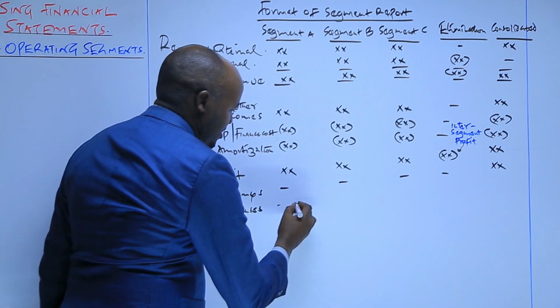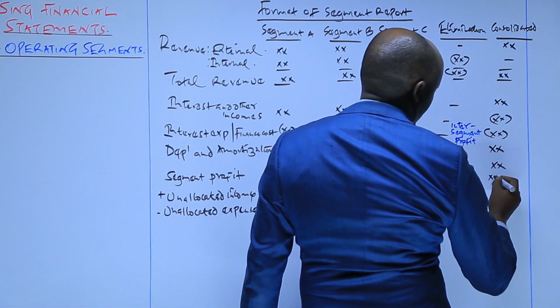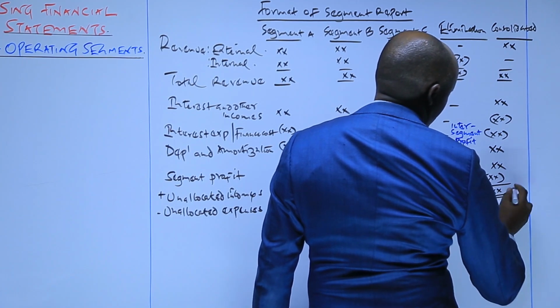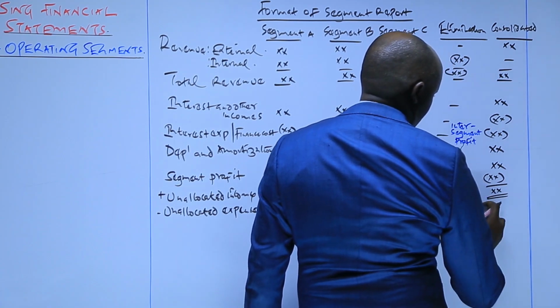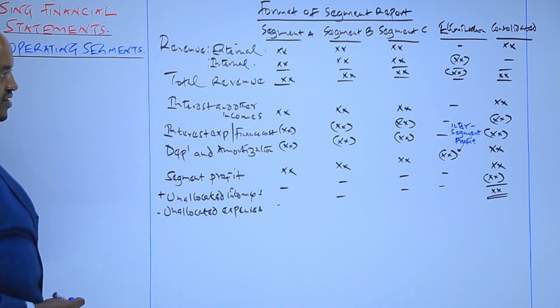Unallocated expenses, these are basically the expenses of this company, but equally not identified with a particular segment. So, and then we get now the final adjusted profit.